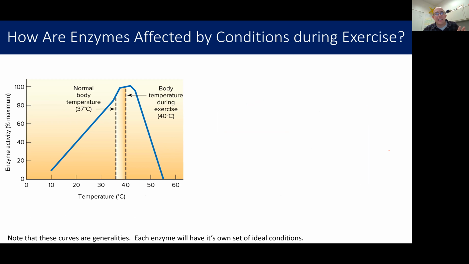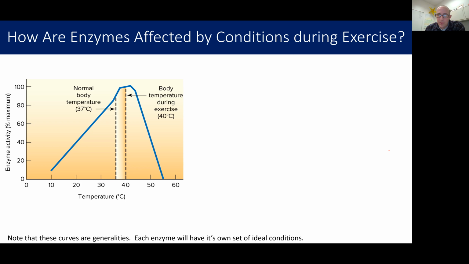Now, we have all these enzymes throughout our body that are responsible for processing glucose so we can get ATP, synthesizing hormones, all sorts of enzymes. They're all over the place. Now, the enzymes that are involved with our bioenergetics, their activity is influenced by several different things. And one of them is temperature.